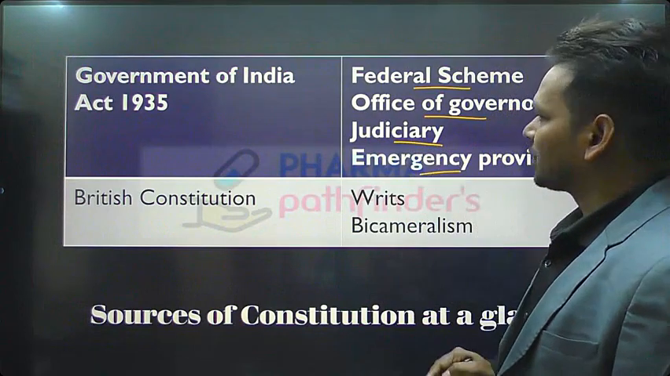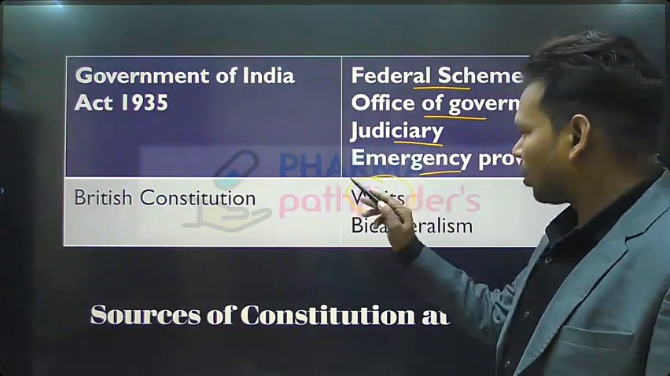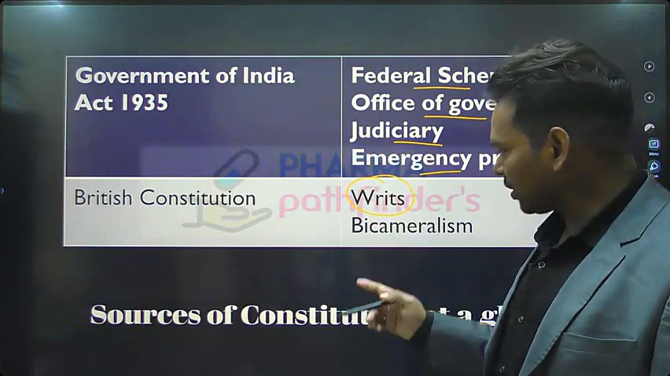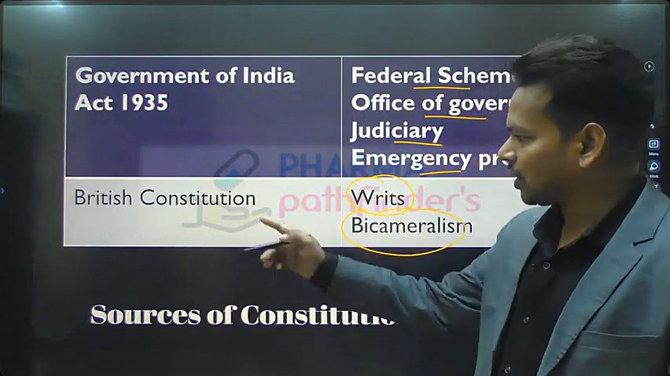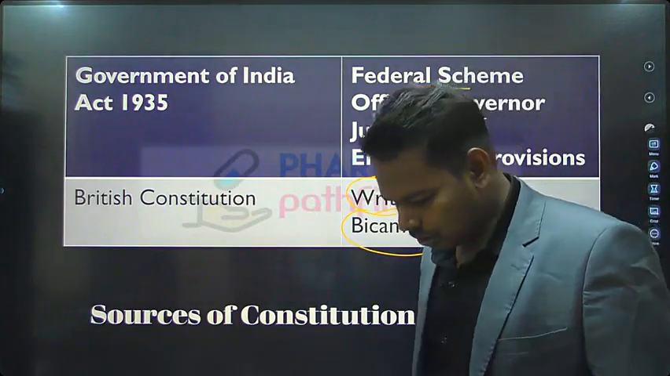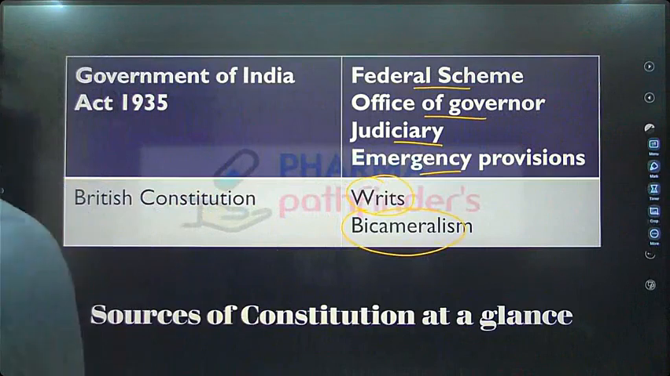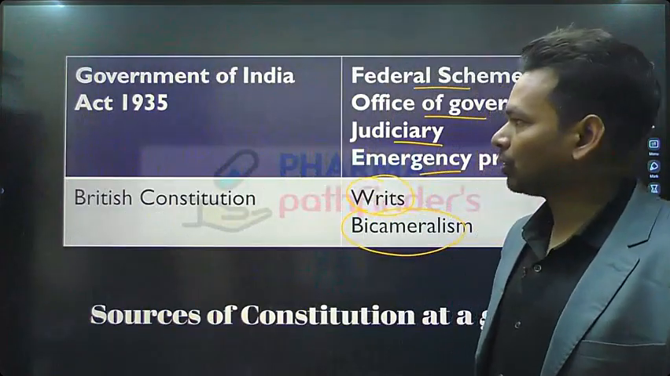Judiciary and emergency provisions have been taken from the Government of India Act 1935. Whatever orders are issued by the judiciary in the form of writs, or the bicameralism concept like Lok Sabha and Rajya Sabha, are associated with the British Constitution. Why? Because the British ruled India for, I think, more than 200 years. That's why we have more impact of the British Constitution.